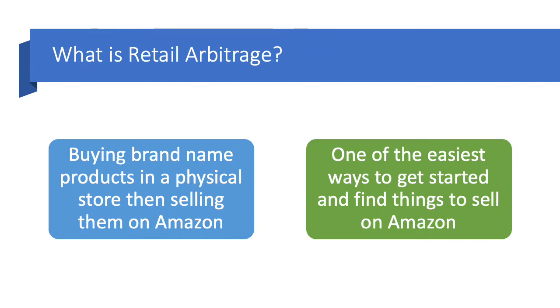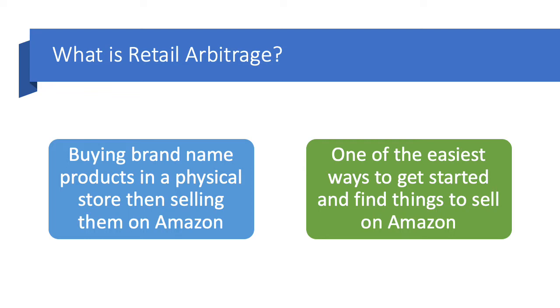So, starting out, the first question you might have is what exactly is retail arbitrage? And the simple answer to that is simply going into a local retailer's physical store, buying products from their shelves, and then selling them, ideally for a profit, on Amazon.